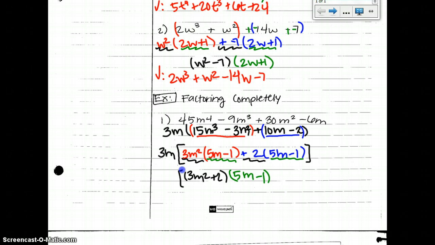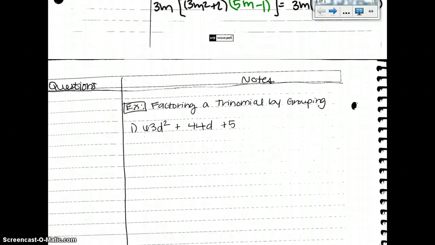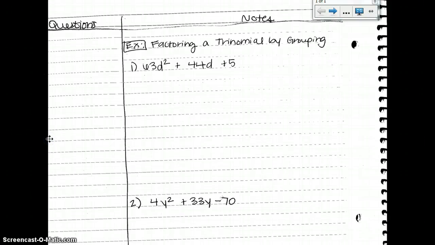Then we cannot forget our brackets and the 3m. If you notice, we are just multiplying all of these terms, so we can simply write 3m times 3m squared plus 2 times 5m minus 1, because remember, multiplication is commutative. And that is our final answer. Let's go ahead and turn over to the next page. Factoring a trinomial by grouping.